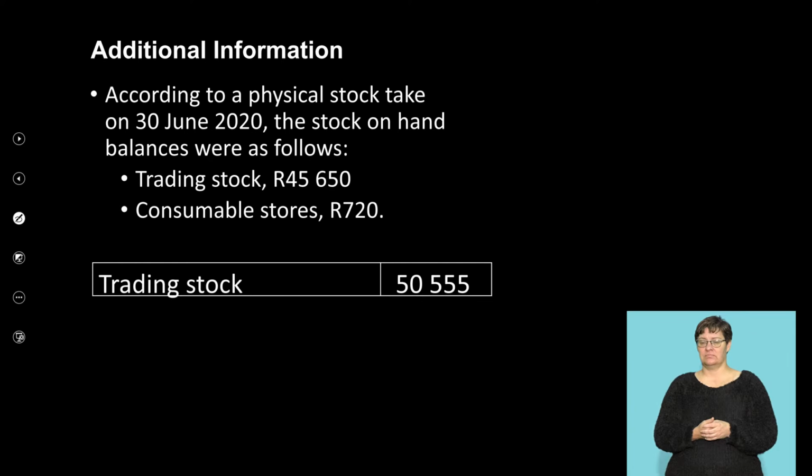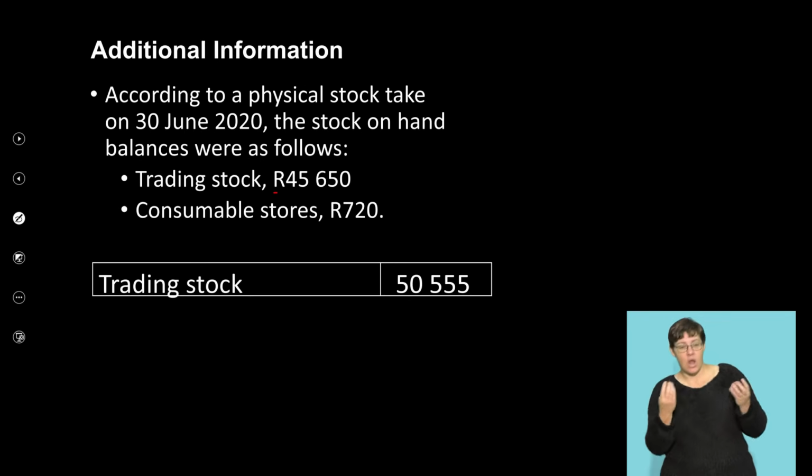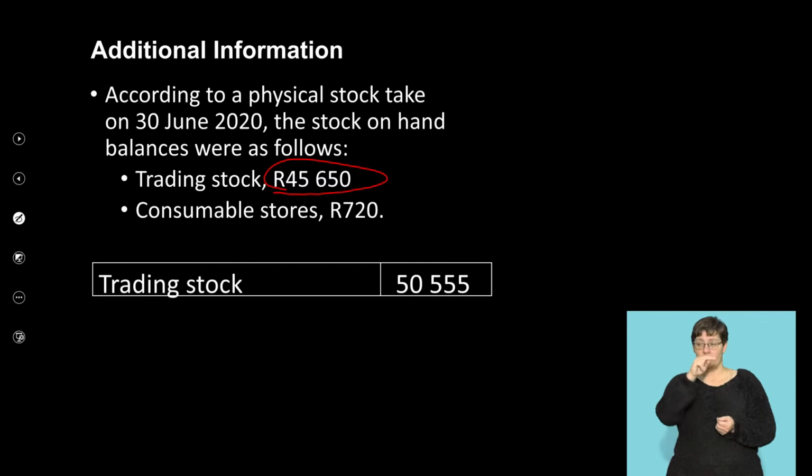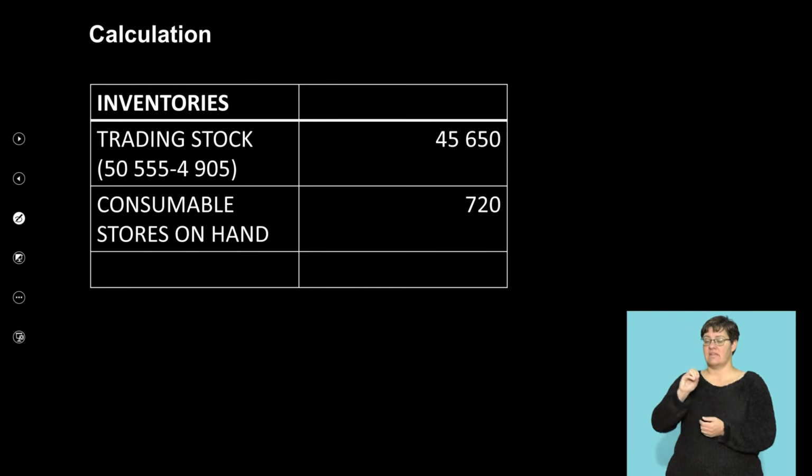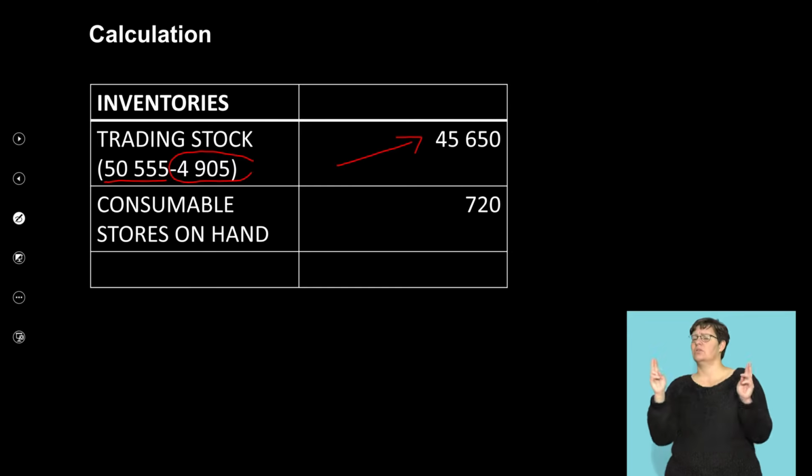According to a physical stock take on the 30th of June, the stock on hand was as follows. Your trading stock was 45,650. Compare it to what appears in your trial balance: trading stock 50,555. Immediately you can see that that was the figure we were supposed to have, and because we only have 45,650 as our final figure, there has to be a trading stock deficit of 4,905.